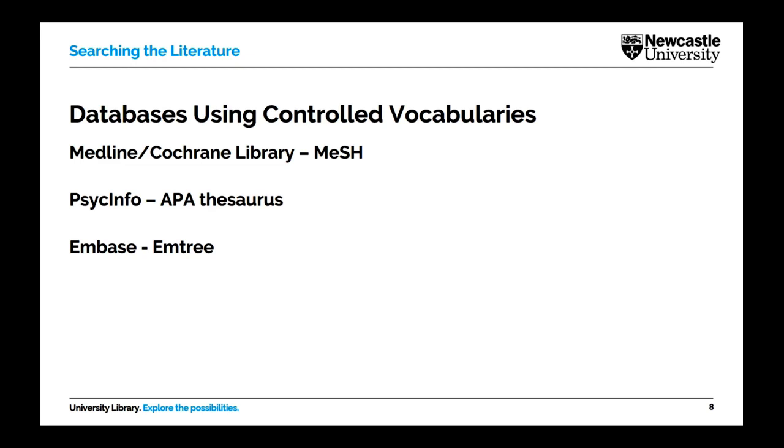Some common databases within medical sciences that use controlled vocabularies: you'll find Medline and the Cochrane Library both make use of MeSH, which stands for Medical Subject Headings. PsycInfo uses the APA thesaurus, so that's the American Psychological Association, and Embase for biomedical and life sciences makes use of Emtree. All of these will have slightly different variations in their definitions, so it's worth looking at the scope notes and the definitions, and we would also recommend that you search all of these individually so that you don't lose any of the functionality around controlled vocabularies.